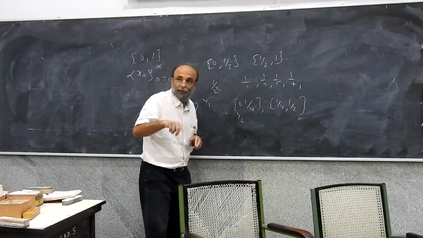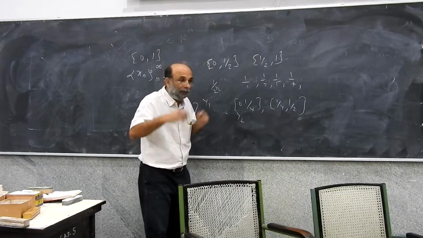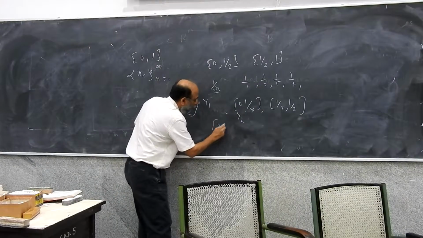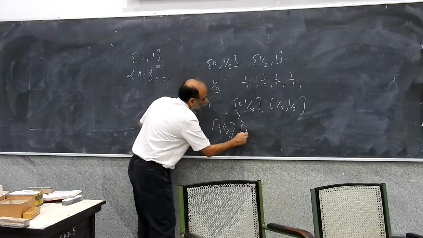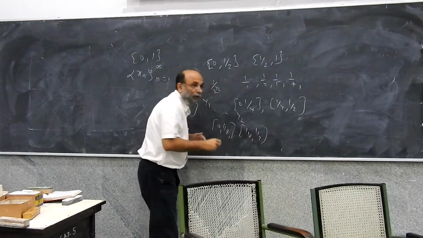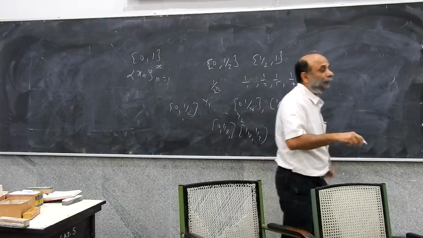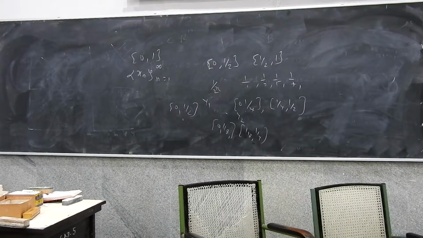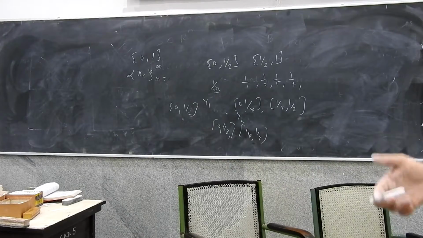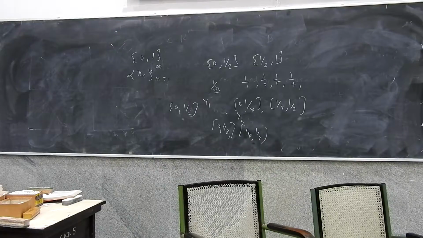So let y2 be a term of this subsequence. Then I break this down into 0, 1 by 8 and 1 by 8, 1 by 4. And by the same argument, one of those intervals must contain the subsequence. Suppose 0, 1 by 8. So you call it, say, y3. So you get the sequence y1, y2, y3, which has the property that the corresponding elements are getting closer and closer together because they're lying in smaller and smaller intervals.